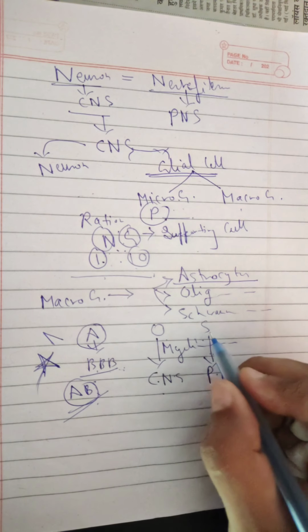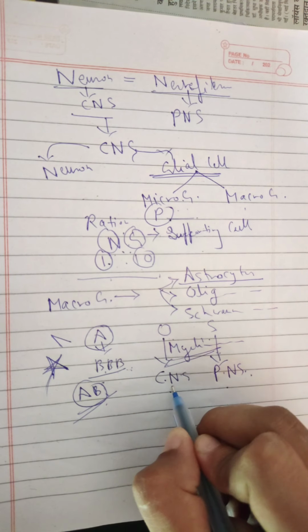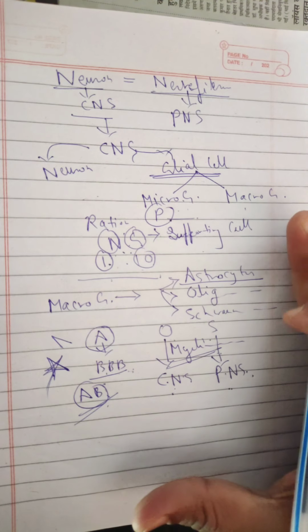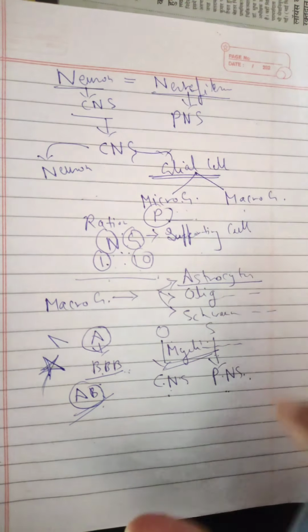And your oligodendrocyte and Schwann cell both have the same function, myelin sheath formation, but oligodendrocyte forms myelin in your central nervous system and Schwann cell in the peripheral nervous system. It is a very basic topic, but it is very high-yield, that's why I am explaining it like that.